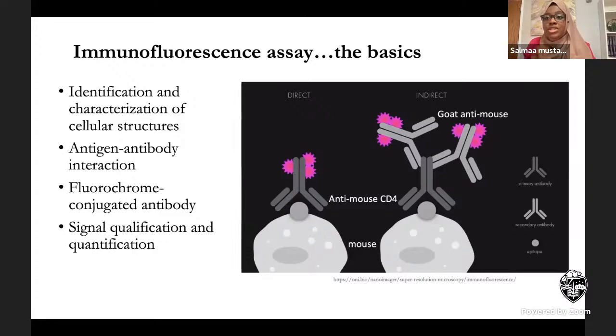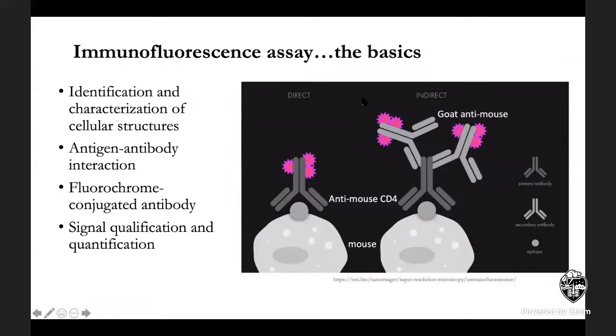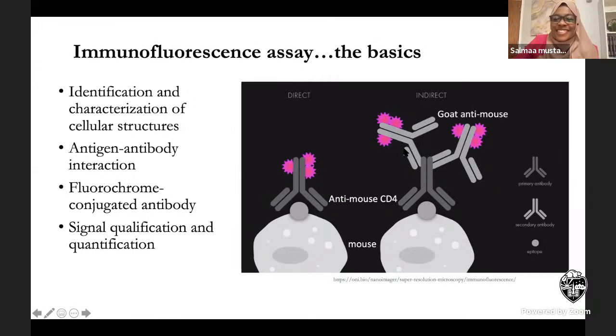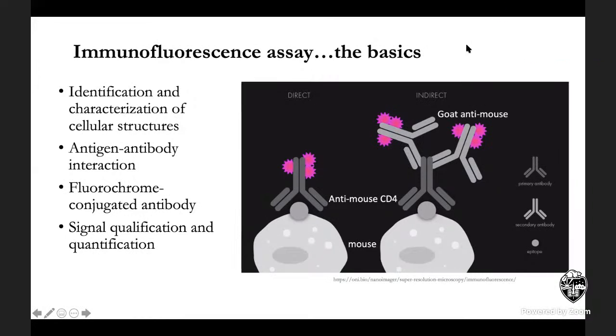Always remember the host species that your antibody is made from. Goat anti-mouse means that the host species is a goat, but the antibody recognizes mouse. Does that make sense? Yeah, it makes sense. It is complicated, but you're making it more clear.